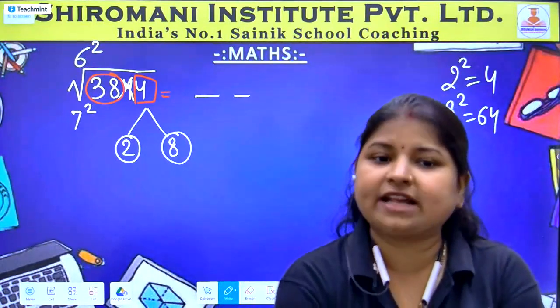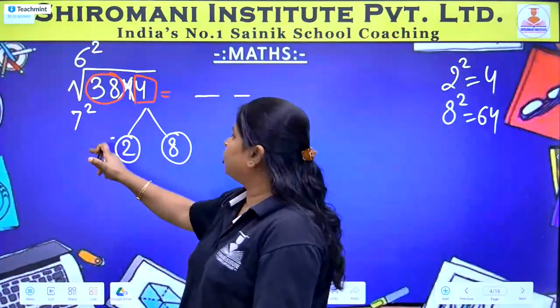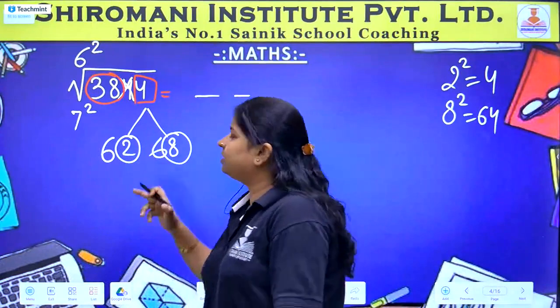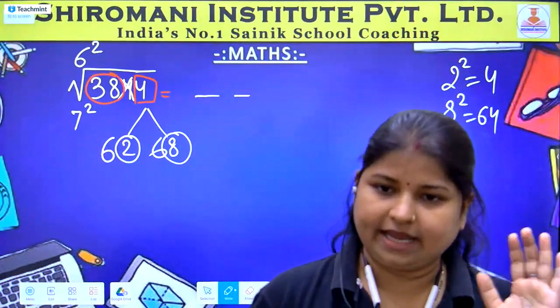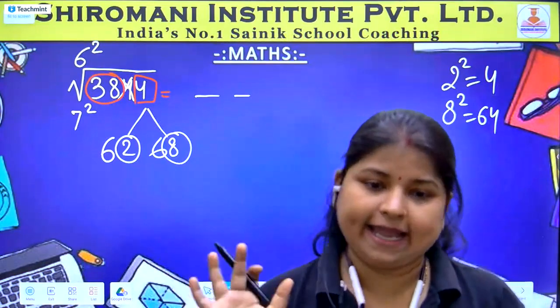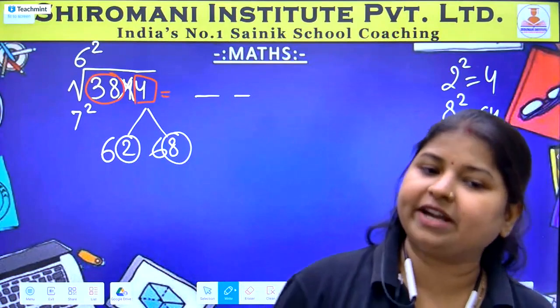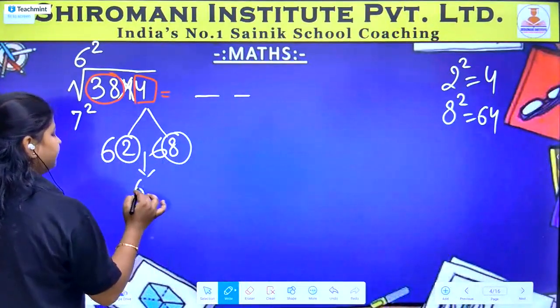Now you have to take the smaller digit, that is 6, right? So my answer would be 62 or 68. Either it is 62 or it is 68. In order to find it, first we shall calculate the square of what? 65.